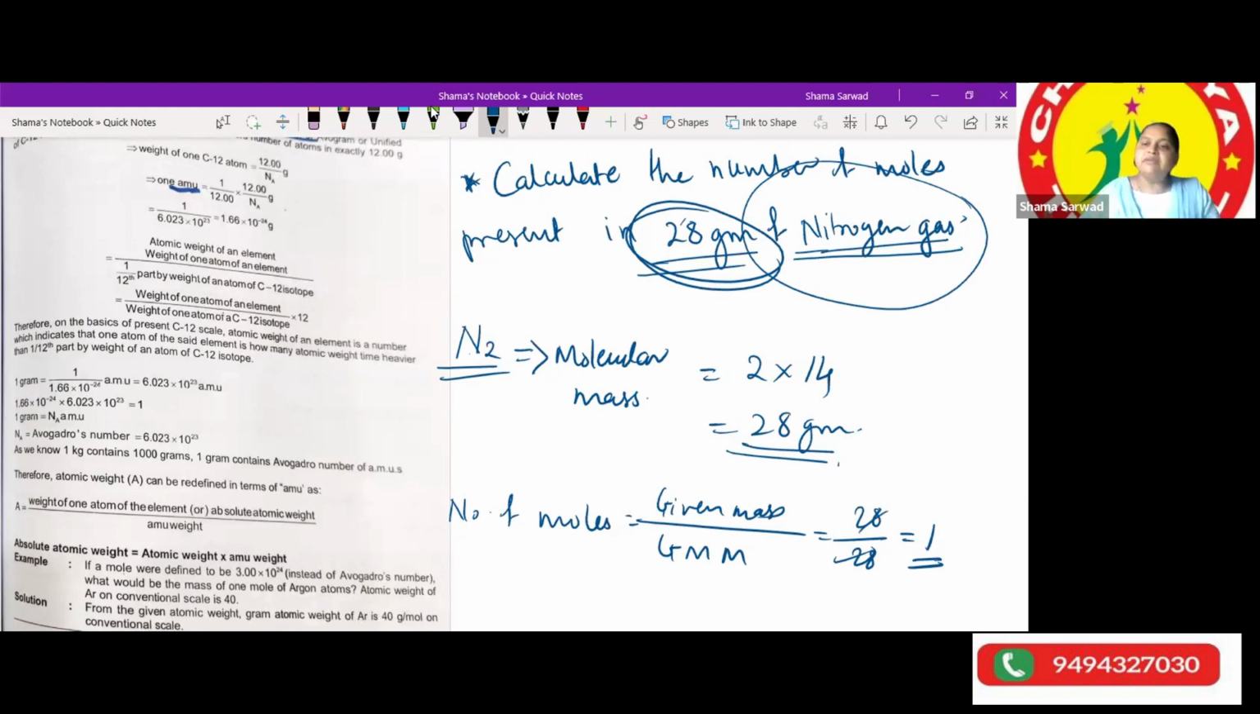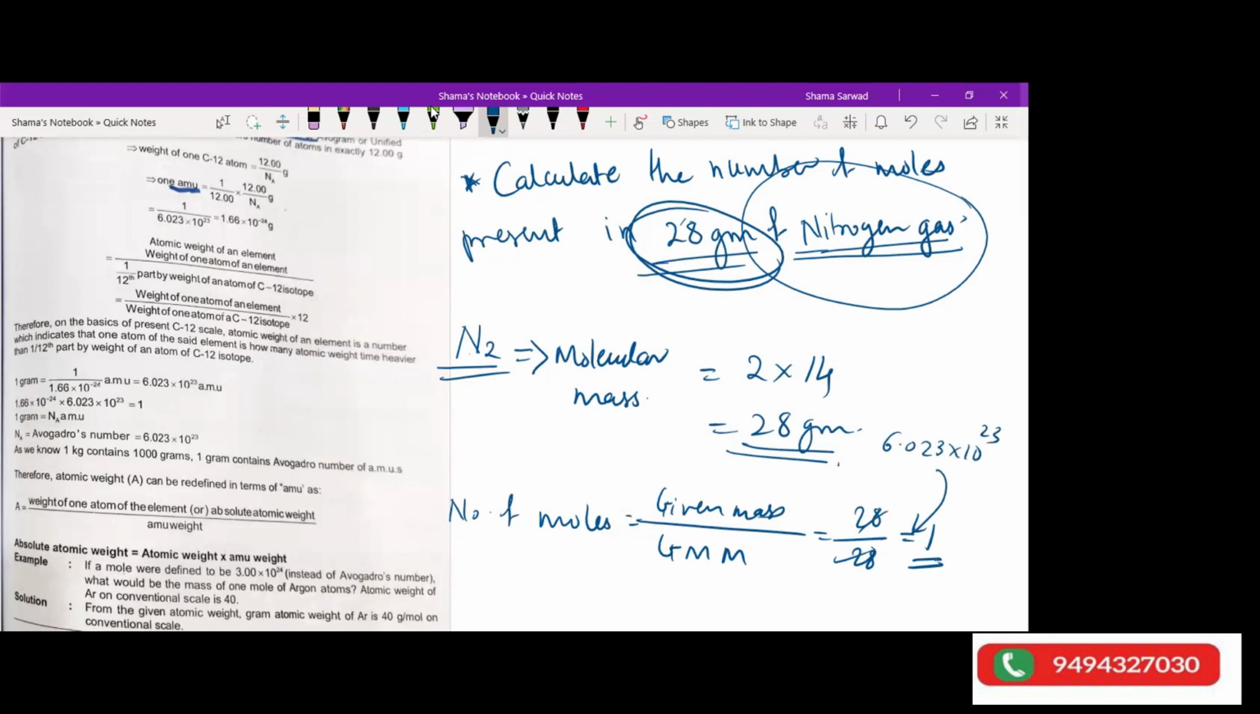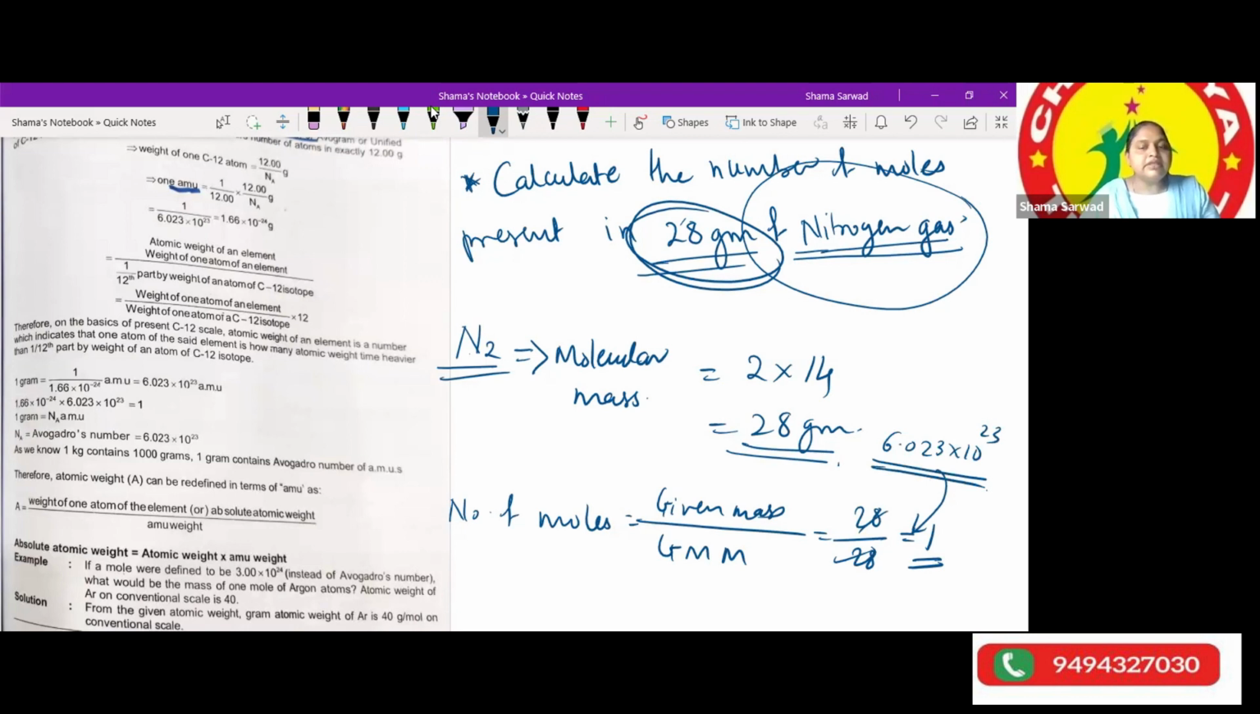And 1 mole of anything will consist of how many particles? How many molecules of nitrogen would be here? 6.023 into 10 raised to 23. Correct? Clear?